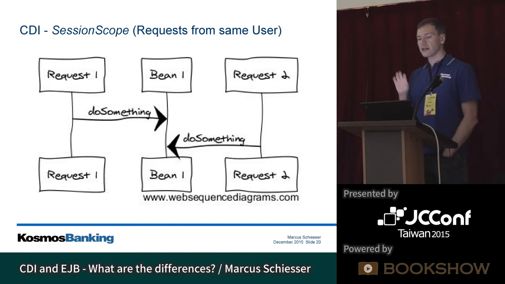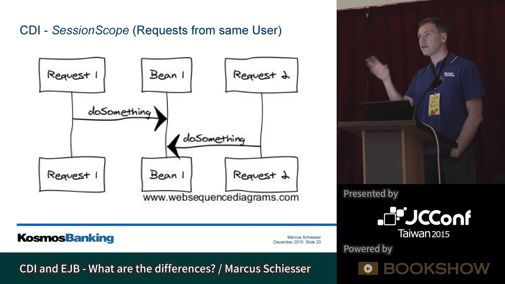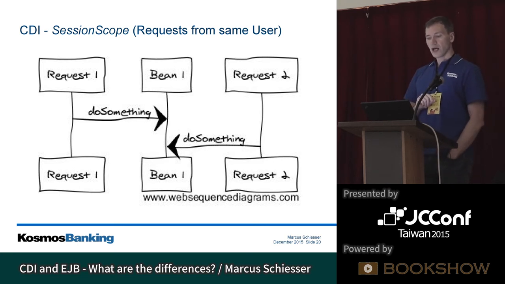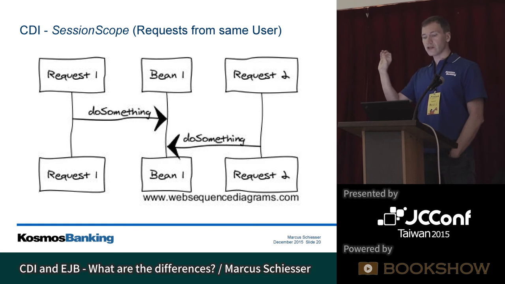Now we are taking a look at the case where the context object is not a request, but a user session. That could easily be done, because in your web application you always have a user session running, even if the user is not authorized. So we are now looking at requests from the same user. A user could have a couple of requests, but they're all from the same user session.